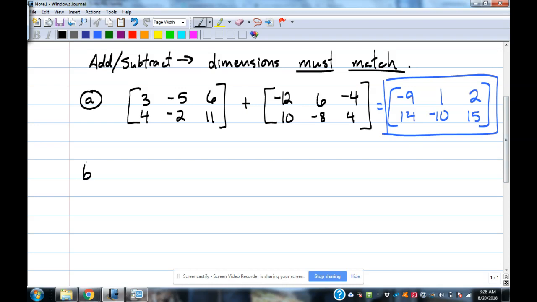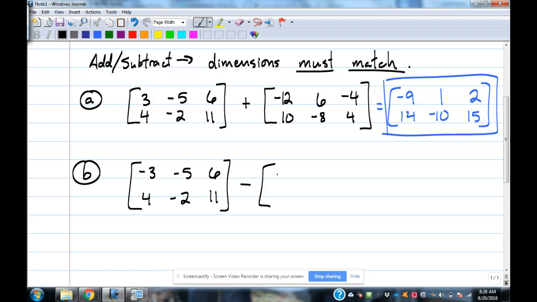All right, let's do this one. Take the same two matrices, 3, -5, 6, 4, -2, 11, minus -12, 6, -4, 10, -8, 4. Same two matrices. Nothing's changed as far as the numbers go. We're just subtracting instead of adding.